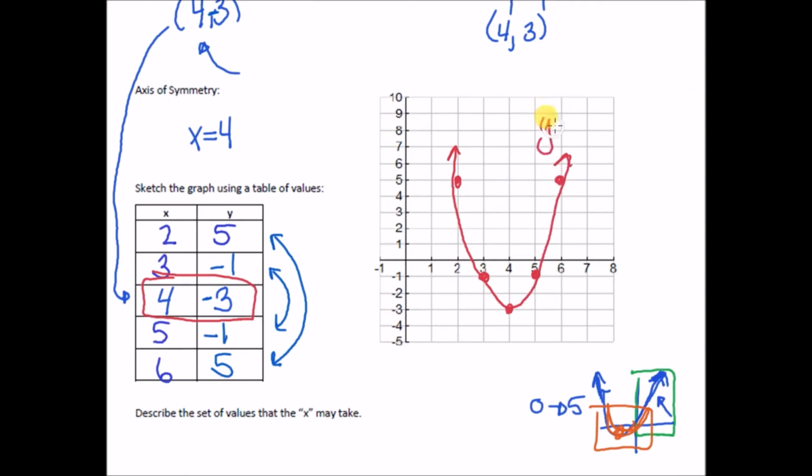Okay, and we can write in y equals 2x minus 2 squared minus 3, or x minus 4 squared minus 3. All right, so now let's describe the set of values that x may take. So what values can we actually sub into this? Well, we can sub in any number. So let's start with any number, and then in one of the future lessons, we're going to go over actual domain and range, and we're going to find out what that means.